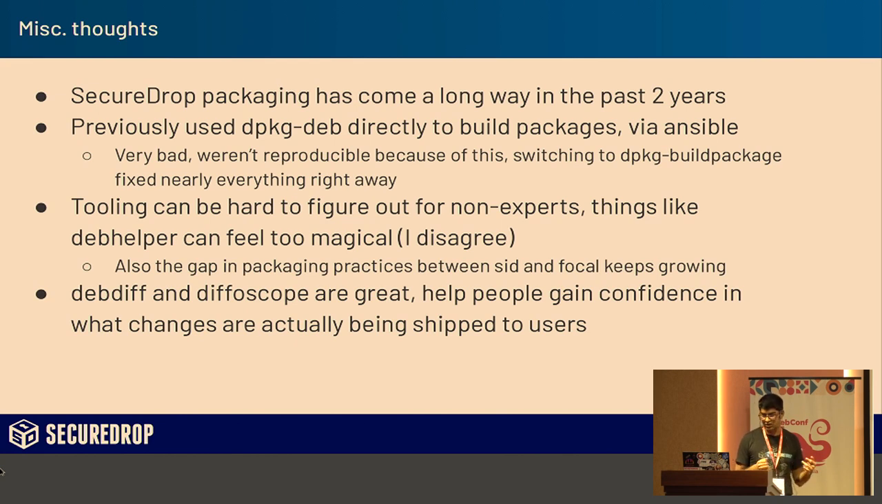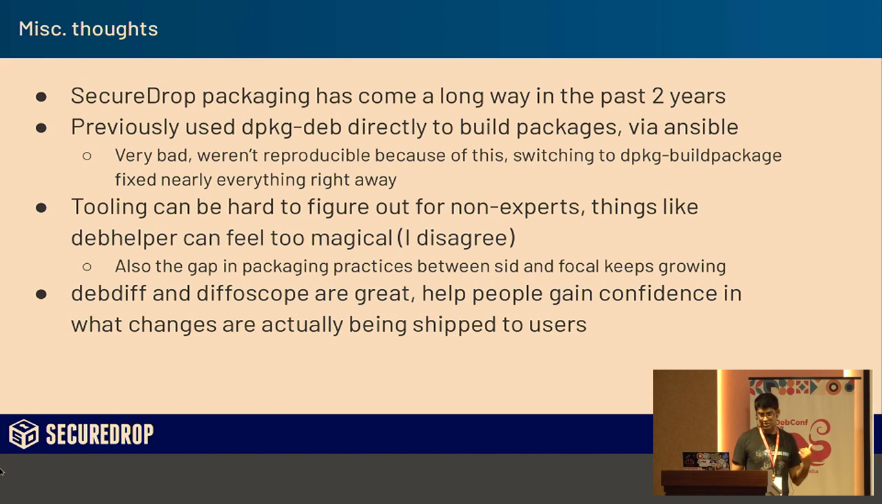Packaging tooling can be really hard to figure out for non-experts, and things like debhelper can often feel too magical to my colleagues. I disagree with them on this, but also I've been using it for like 7, 8 years now, so it feels pretty standard. The gap in packaging practices between unstable and focal keeps growing. There are different debhelper compat versions, and also you install systemd units differently in the old version versus the new version, and so just keeping track of that keeps getting more difficult.